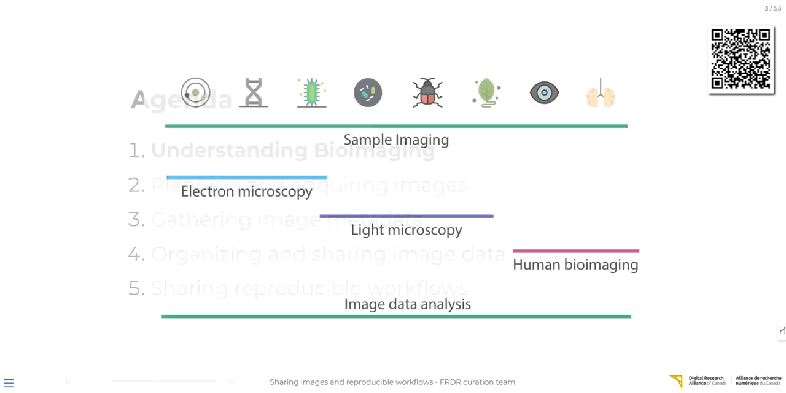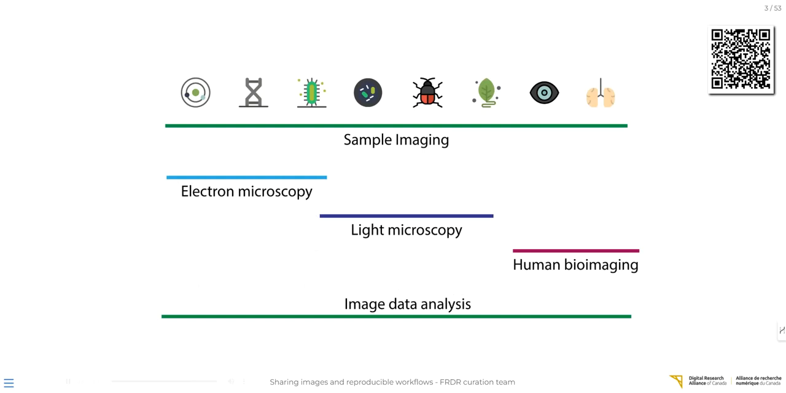Let's dive in. To begin, let's look at the broad landscape of bioimaging. Biological imaging plays a central role across multiple disciplines, from molecular biology and genetics to microbiology, physiology, and anatomy. Different imaging modalities serve different purposes. Electron microscopy gives us ultrastructural detail. Light microscopy allows us to observe living systems, and clinical or human bioimaging enables diagnostics and large-scale studies. But regardless of the method, the outcome is similar. These are data that must be analyzed, managed, and interpreted.